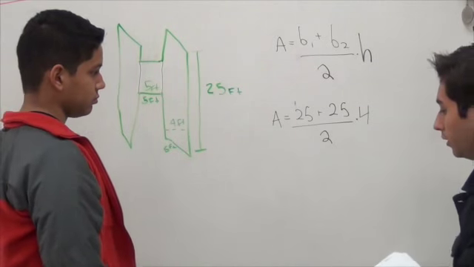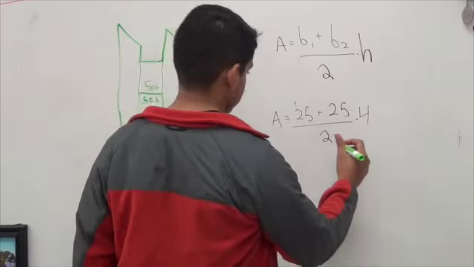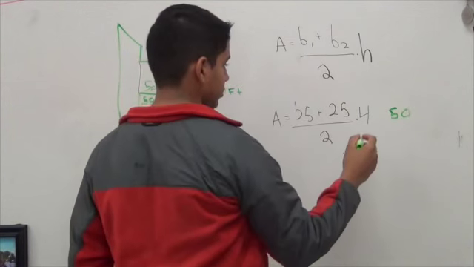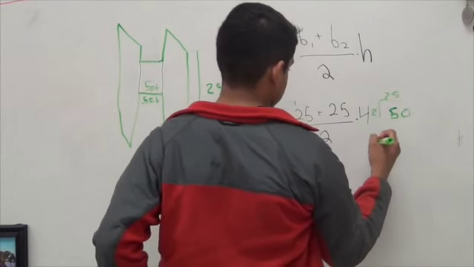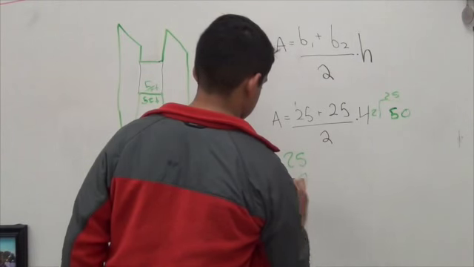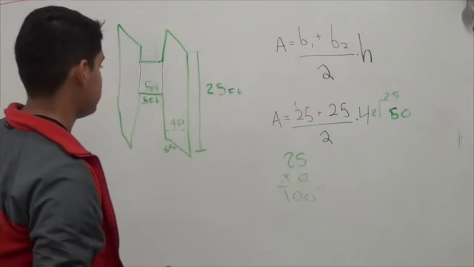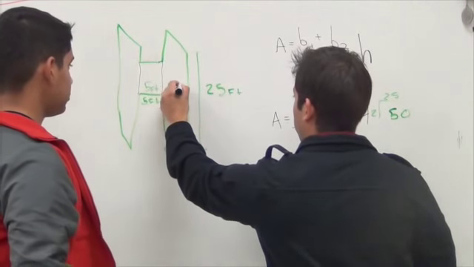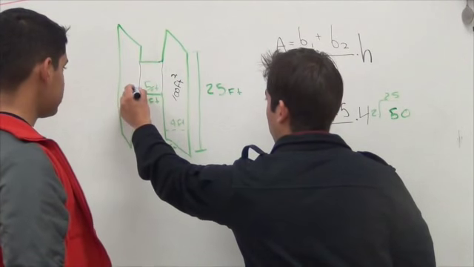So if you want to continue the work there. So what we're going to do is first add these 25s together. So it'll be 50 divided by 2. So it's going to be 25. And then we're going to do 25 times 4, which is 100. Okay. So that's going to be the area of one of these trapezoids. So we can put in here, it's 100 feet squared. And the same thing would be for this one.